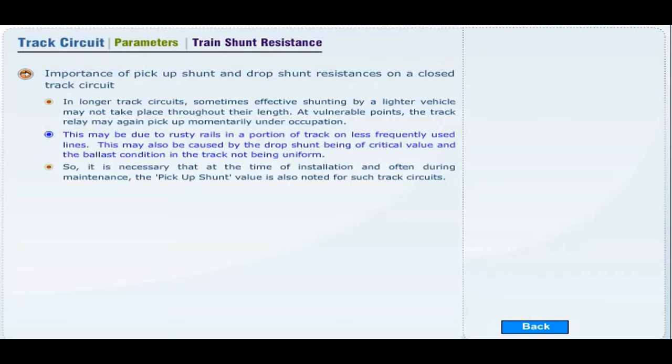This may also be caused by the drop shunt being of critical value and the ballast condition in the track not being uniform. So, it is necessary that at the time of installation and often during maintenance, the pickup shunt value is also noted for such track circuits.